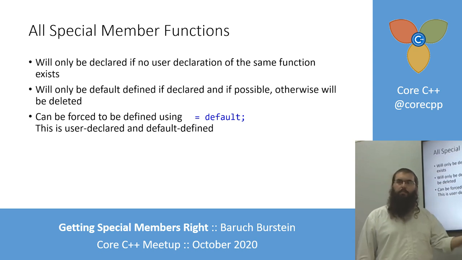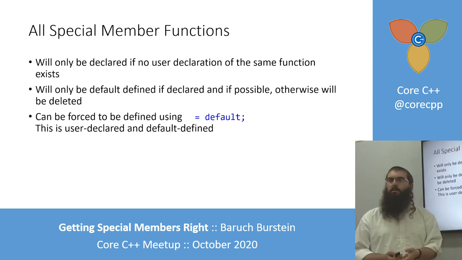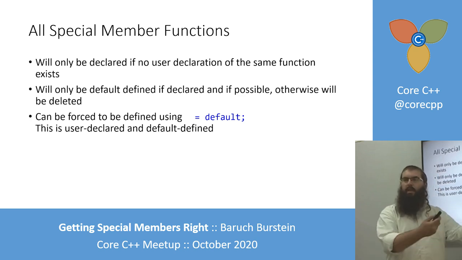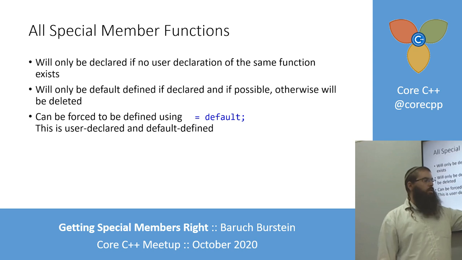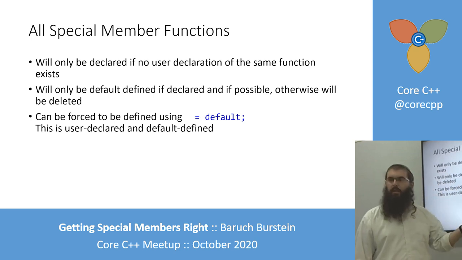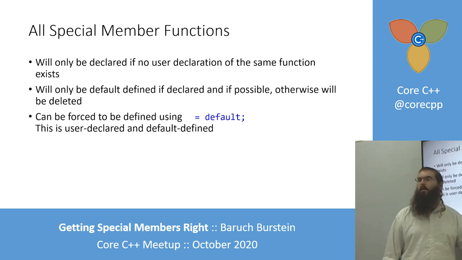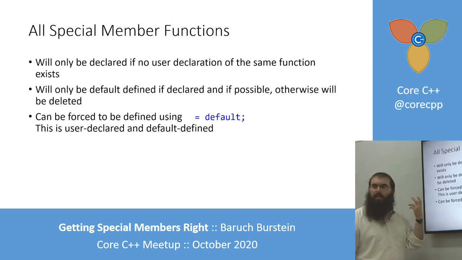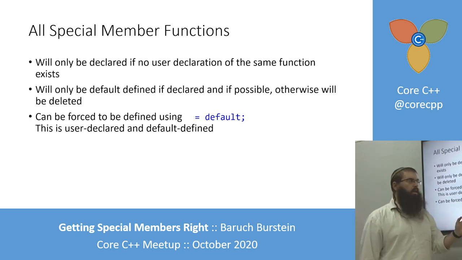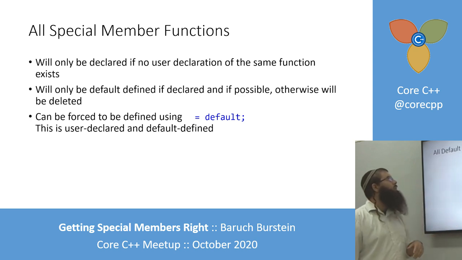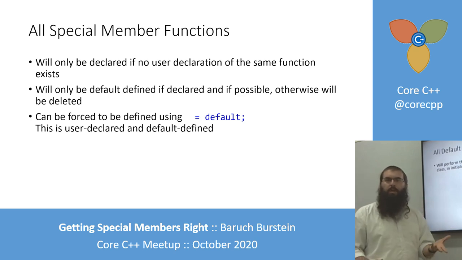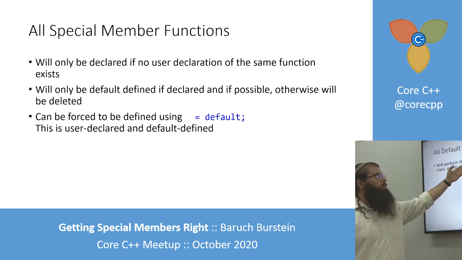Doing equals default doesn't actually force an actual definition. Using equals default just says that if the special member function would not have been declared because there is a similar user-declared function, then now it will be declared. But if it can't be defined, for instance, there's no default constructor on one of the members, then equals default basically says do the same thing you would have done otherwise, which is make it deleted. So if a special member function would have been deleted, and I do equals default, there's no error, and it is still deleted.